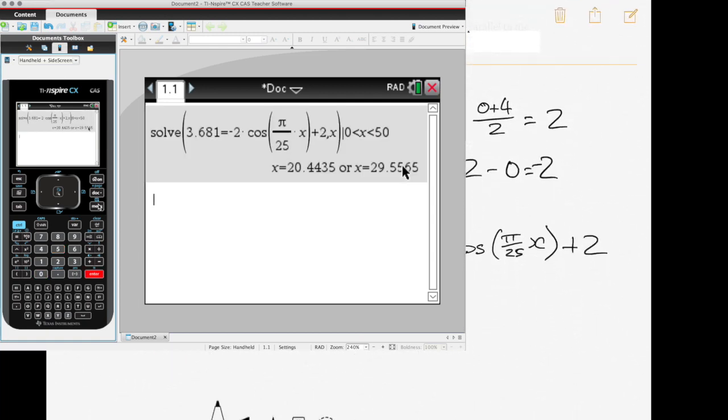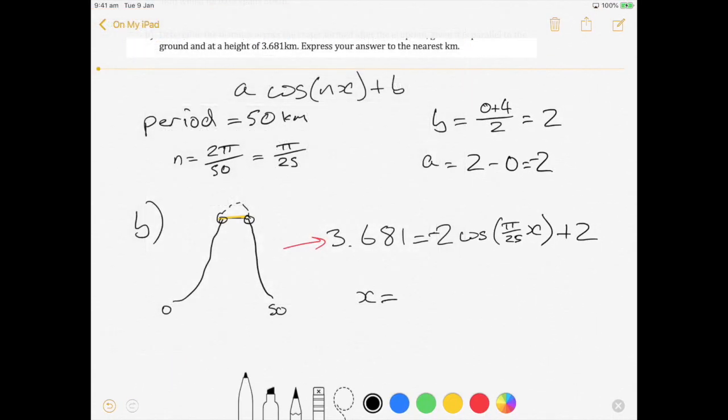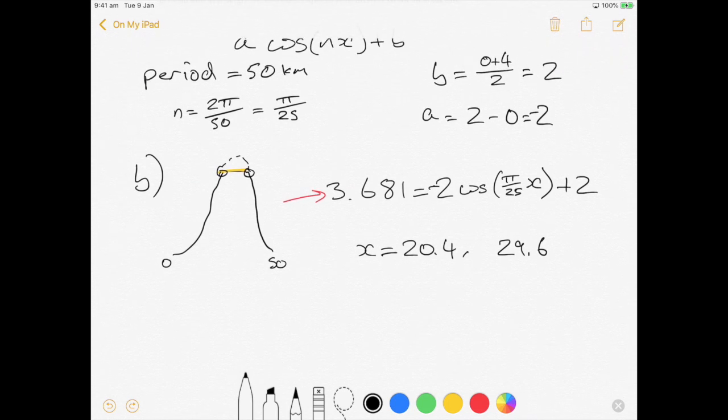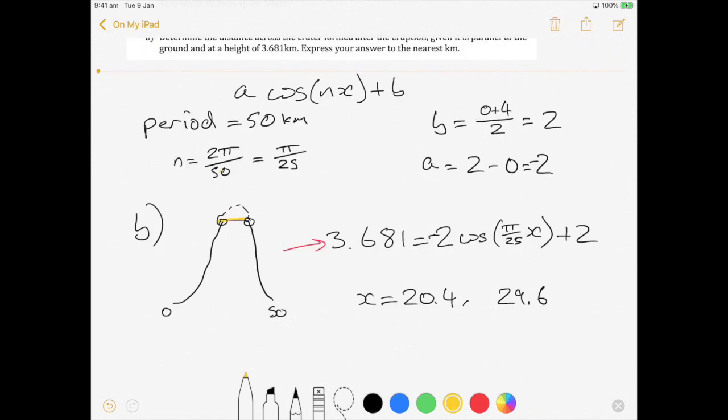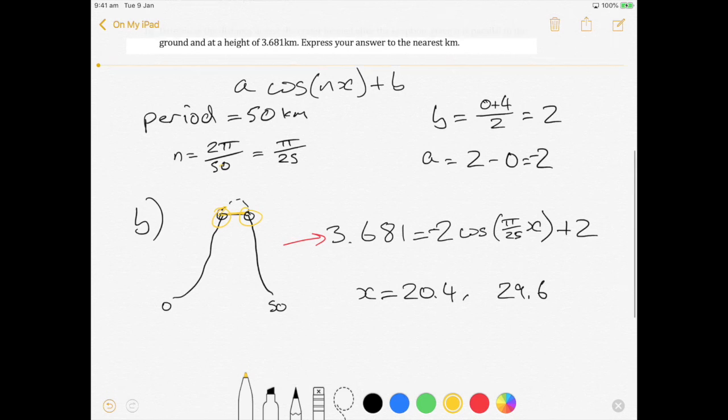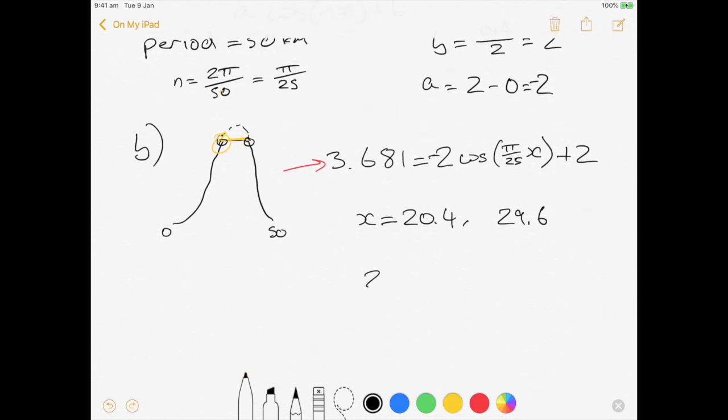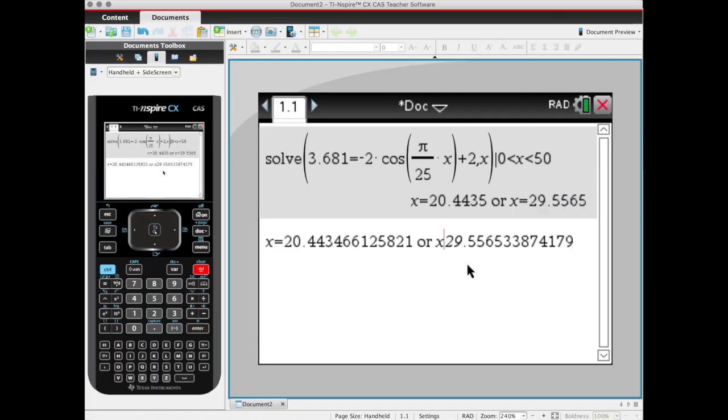That spits out two values, so we can write those down on our paper. X is equal to 20.4 and 29.6. So the question's actually asking us for the distance, which is going to be the distance from this point here to that point there. That's going to be one of these subtract the other. So 29.6 subtract 20.4. Now it looks like the answer is going to be 9.2. Let's type it into our calculator. So I'm going to go up and select that and then subtract that one, and we can actually see we get an answer of 9.1.